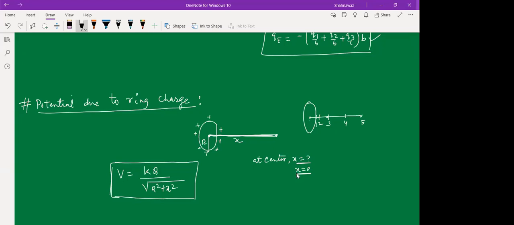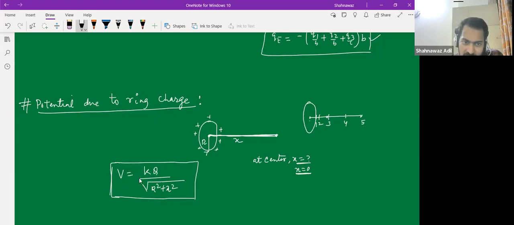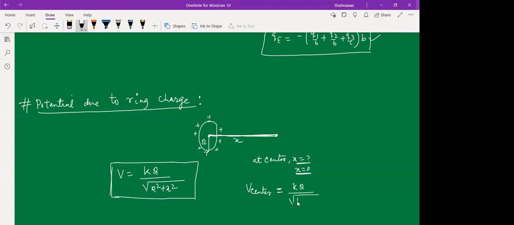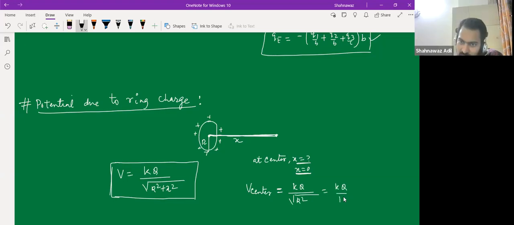So x distance would be zero, and from this formula, what would be v at center? x is zero, so kq by root r square. Root r square is simply r, so this would be simply kq by r. Yes, correct. So this would be V at center.